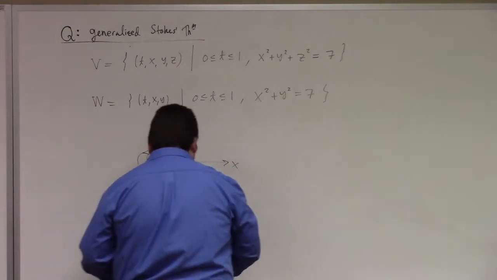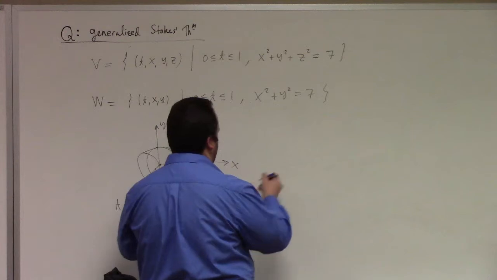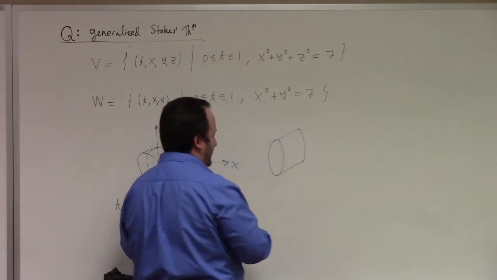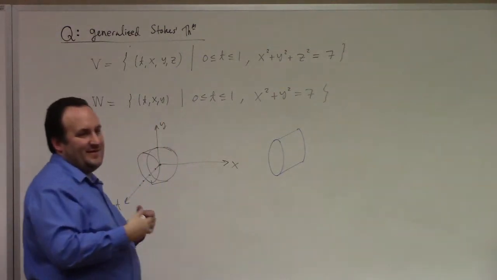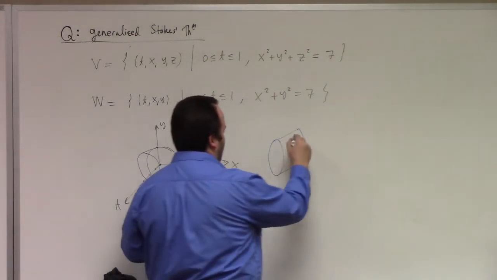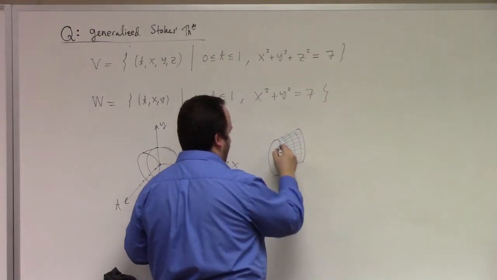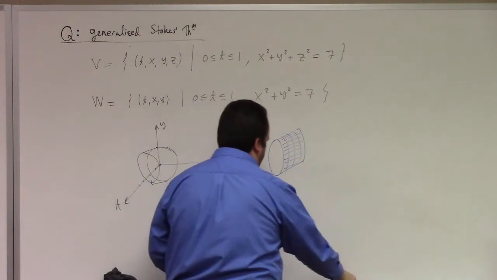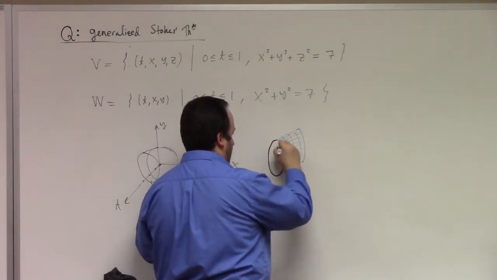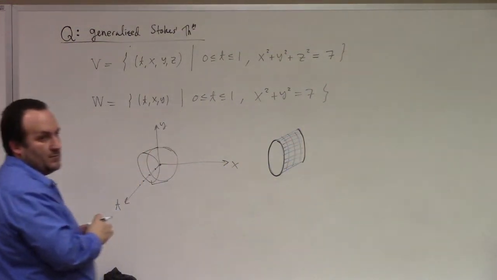I said cylinder, but I should say what? It's not a cylinder. Well, we call that a cylinder. It's an open cylinder. It's a cylindrical shell, if you like. You're right. So Sam, I think you're correct. The boundary on that one is just this and that, right?